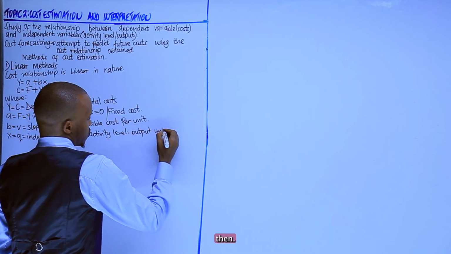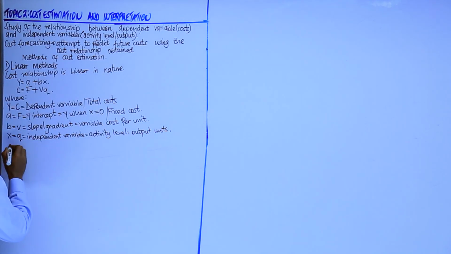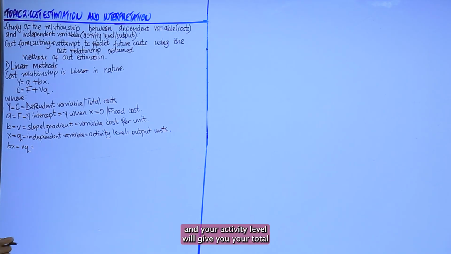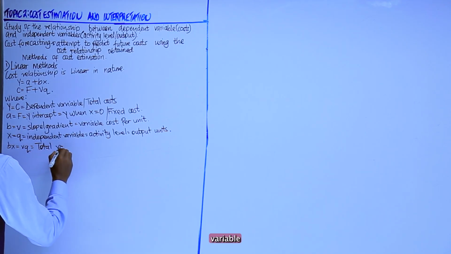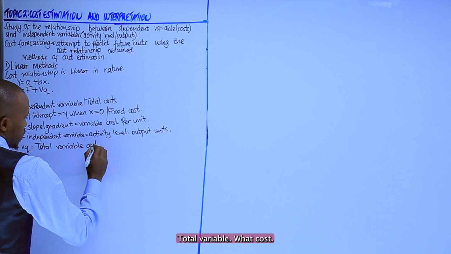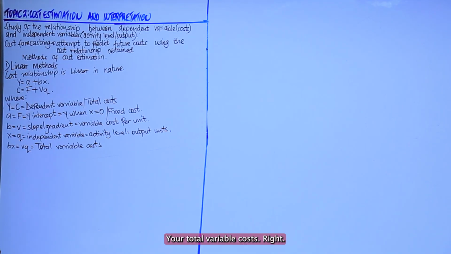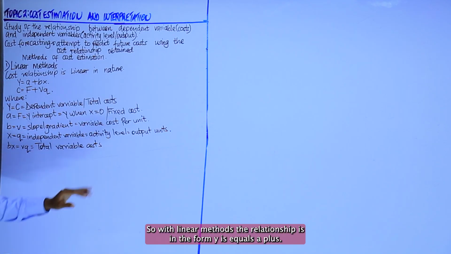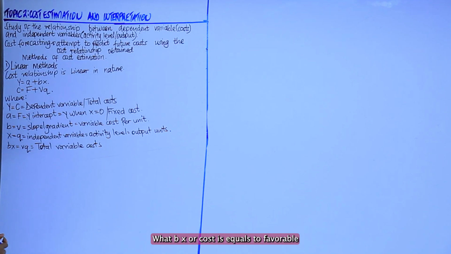Then the product of your variable cost per unit and your activity level will give you your total variable costs. So with linear methods, the relationship is in the form y = a + bx, or cost equals fixed plus variable costs.